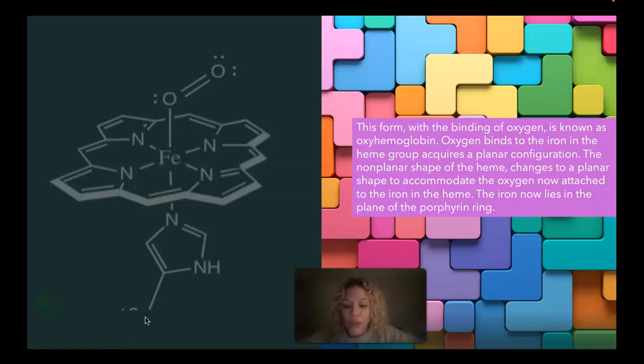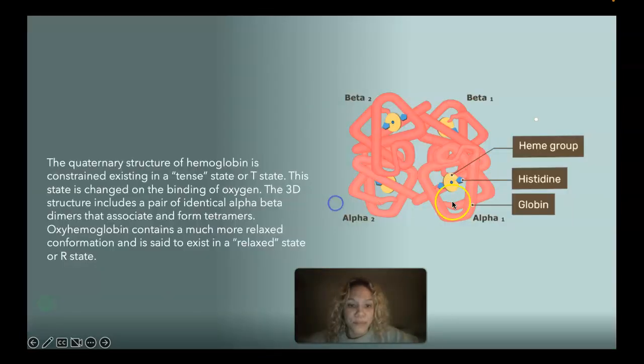Right. So this changes the surface-to-surface interaction with the adjacent polypeptide chains. All right, bringing it closer. This change leads to cooperative behavior between the hemoglobin molecules, which leads to the other hemes having oxygen attach to them as well.